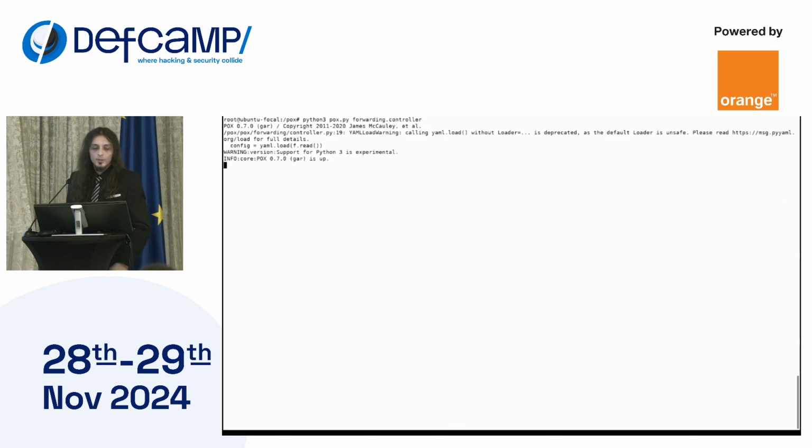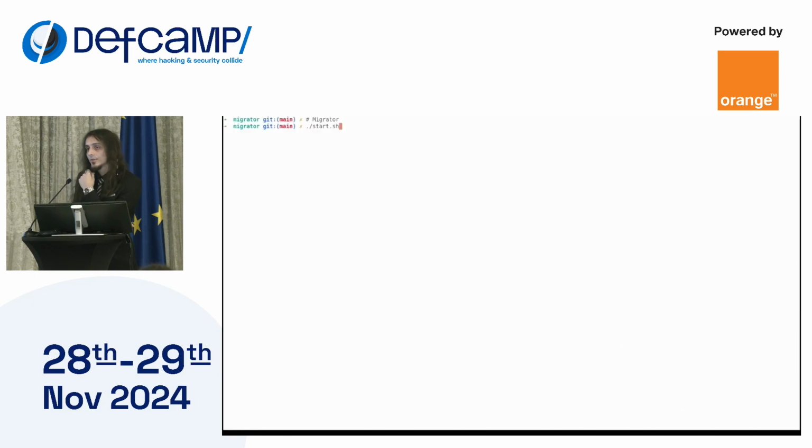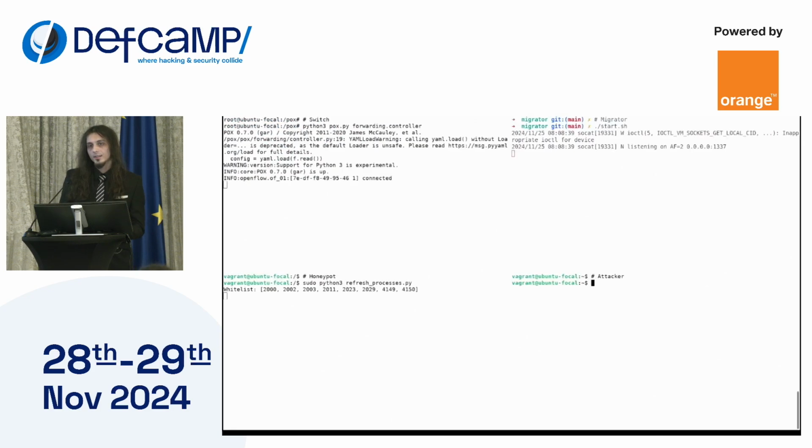It will also show when it's connected to the switch itself. The switch connected. And now we'll also need to start a migration server that will listen from the SDN controller when an attack is happening. It will need to know which was the attacker, where the attack was coming from.